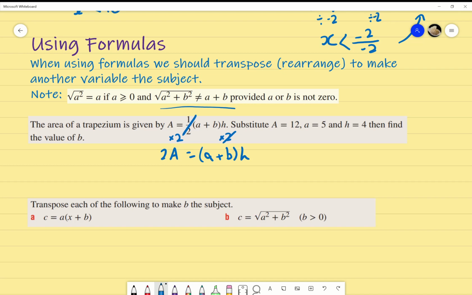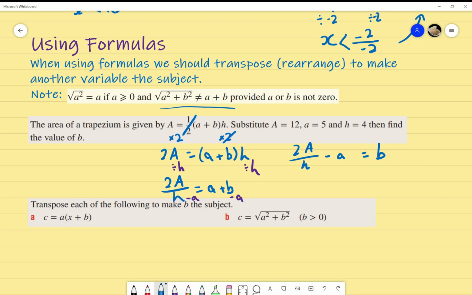Now let's divide both sides by h. So divide by h, and we end up with 2A over h equals a plus b. Then finally, we've got the a plus b, I just want b by itself. Let's minus a on both sides, and end up with 2A over h minus a equals b.